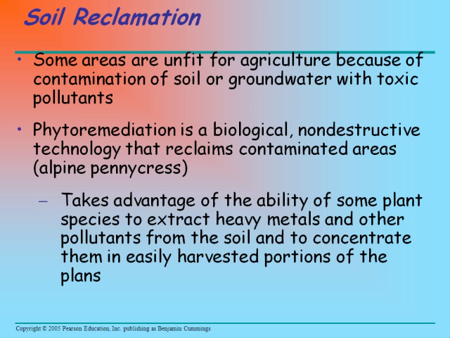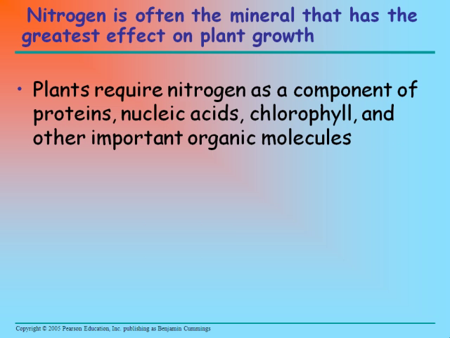Not plants, but portions of the plants. So this alpine pennycress can grow on the toxic soil, take the pollutants out, and then it is harvested and thrown out, disposed of.